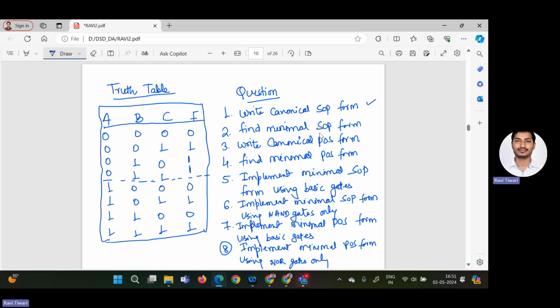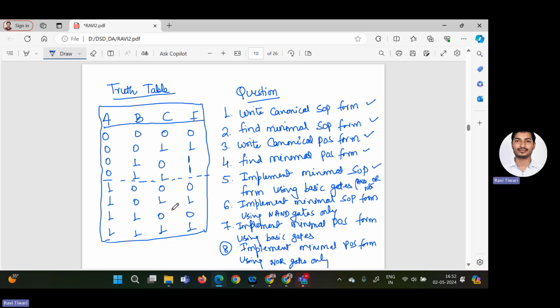Then we have to find out the minimal sum of product form. Then write down the canonical POS form. Then find out the minimal POS form. Then we have to implement the minimal SOP form using the basic gates. Basic gates means only AND, OR, and NOT gates.